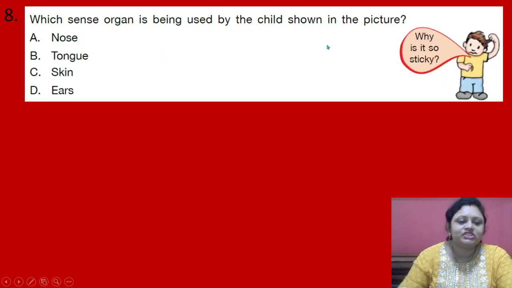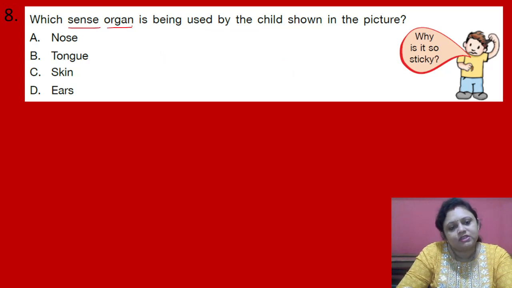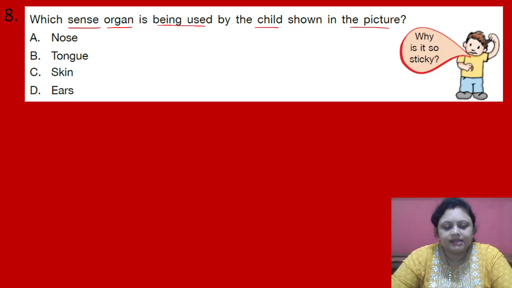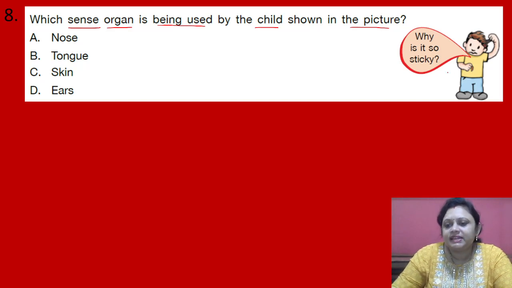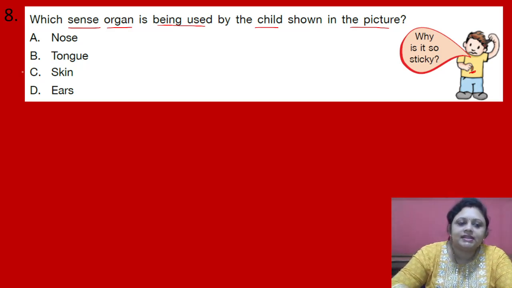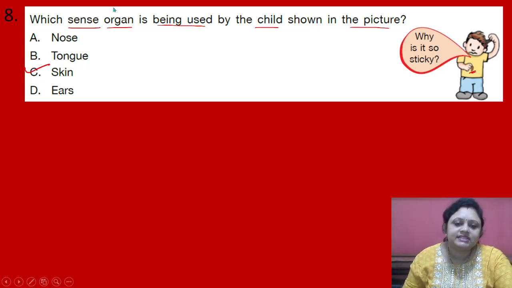Okay, and from that egg, these young ones are hatched. So coming to the next question, which sense organ is being used by the child shown in the picture? Options are A. Nose, B. Tongue, C. Skin, D. Ears. So what is the child saying? Why is it so sticky? So this boy, he is most probably holding something, right? Yes, here he is holding something and he can feel that that substance is very sticky. So how can we feel that something is sticky or not? We can feel it using our skin only, right? So correct answer is option C, that is skin.